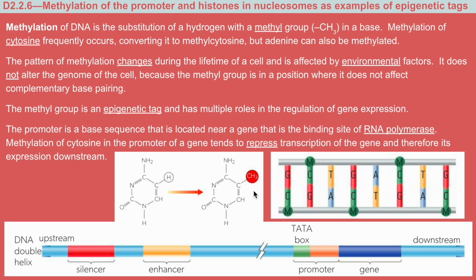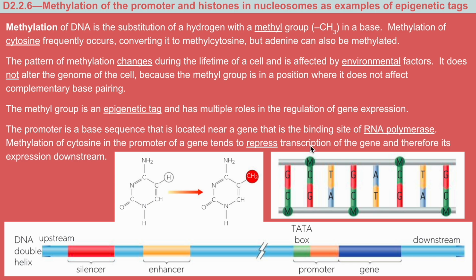Methylation of DNA is where we take a hydrogen and we substitute it with a methyl group. This most frequently occurs on cytosine, the C base, but it sometimes can occur on adenine. The pattern of methylation, where these methyl groups are added, changes during the lifetime of a cell, and it's affected by environmental factors. Again, it doesn't alter the genome. The sequence of bases remains the same, and the reason is that the methyl group is in a position where it doesn't affect complementary base pairing. So that whole process stays the same.